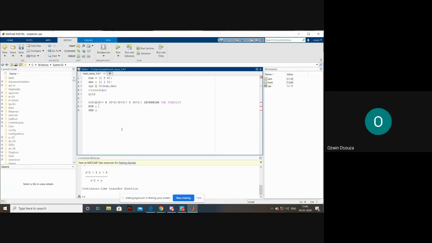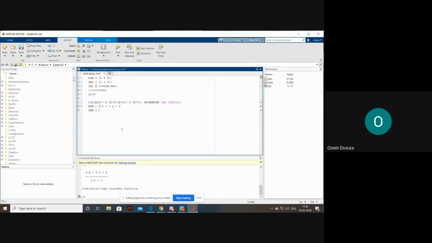If you expand the numerator polynomial, what do you get? You get a second order equation, right? So (s plus 2) into (s plus 3). You have to multiply s plus 2 and s plus 3. So what do you get? You get s square plus 5s plus 6.